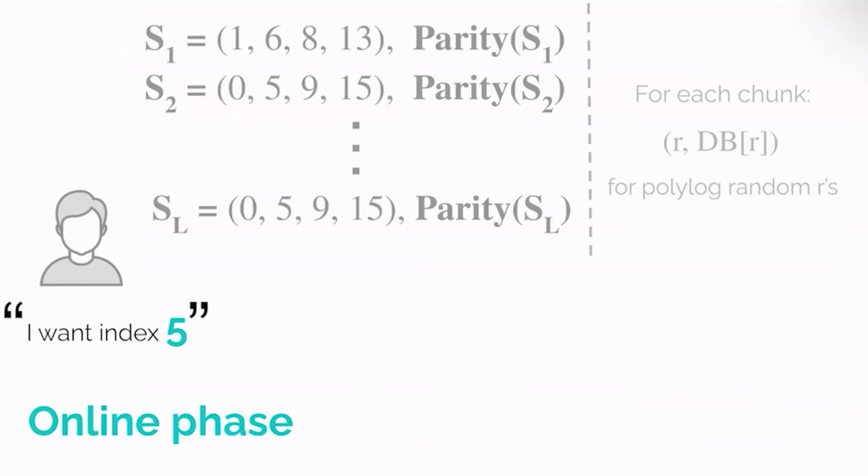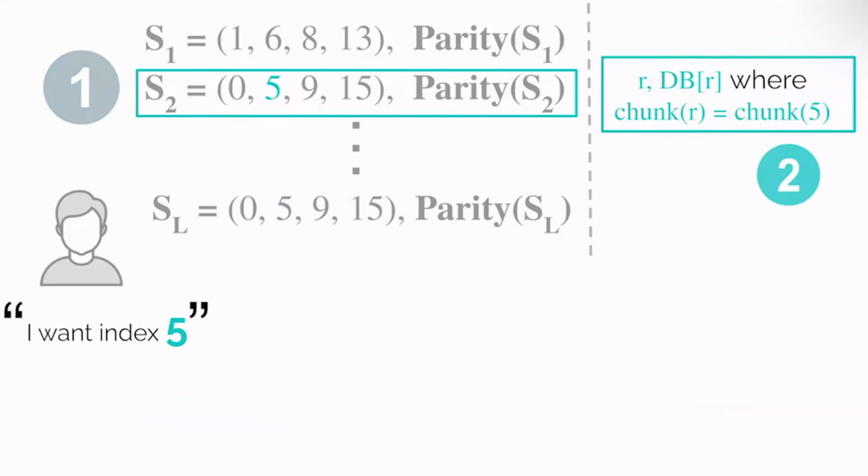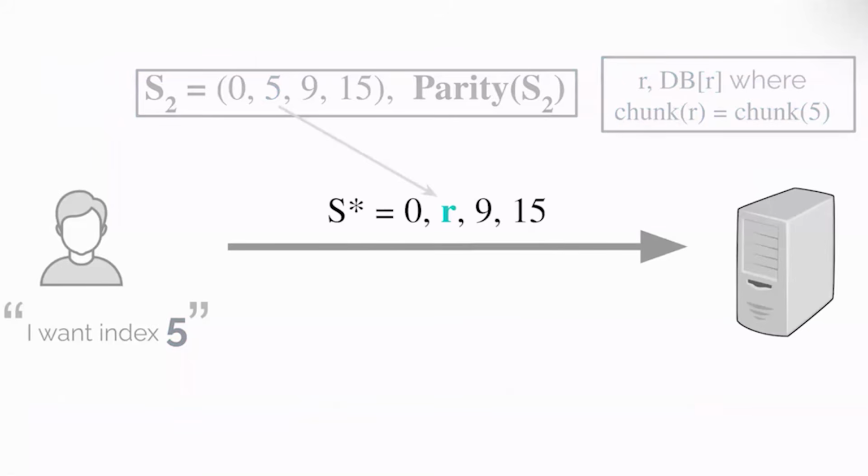Okay, let's go to the online phase. The client wants to fetch index 5. What does the client do? It finds a hint that contains this index, let's say the second hint, and it finds a replacement entry that belongs to the same chunk. With this in hand, I can now compose the query. The query is basically the set.